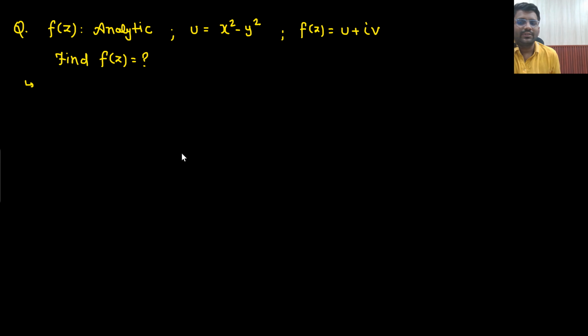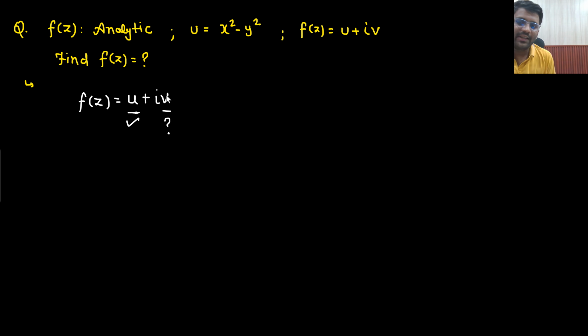Let's see these kinds of questions which are very famous. What is given? That f of z is analytic. They have given you the real part, like f of z is u plus iota v. You know the u value, but you don't know the v value. This is known, this is not known. But you need to find out f of z.